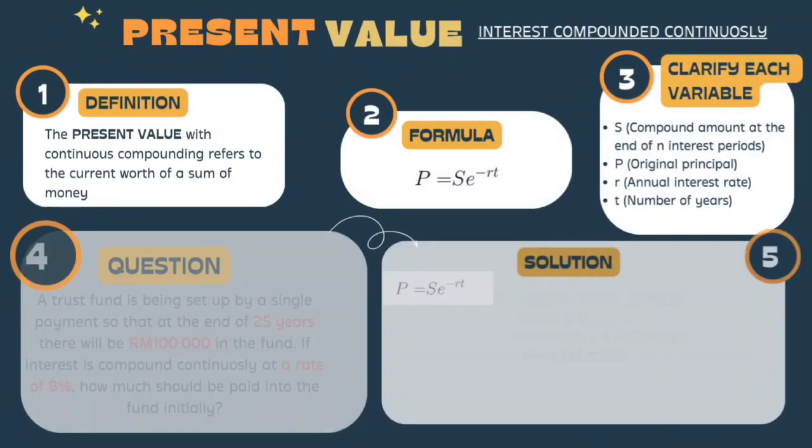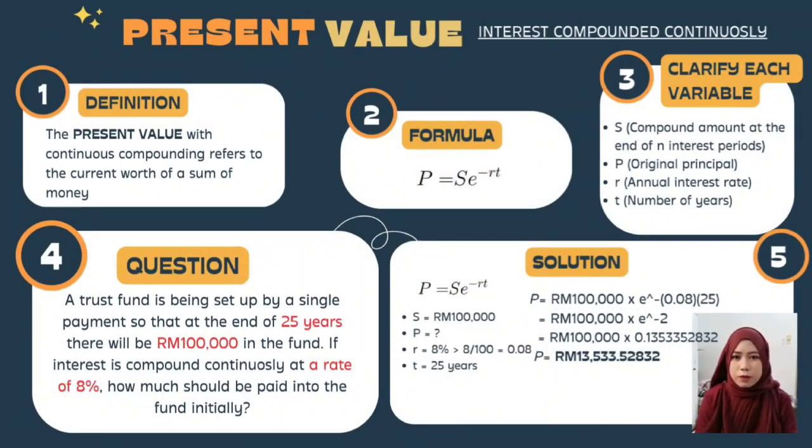577.25. Next is the present value with interest compounded continuously. The definition is that the present value with continuous compounding refers to the current worth of a sum of money. We will look at the formula, which is P equal to S exponent negative RT. We can clarify each variable: S is the compound amount at the end of the interest period, P is the original principal, R is the annual interest rate, and T is the number of years.